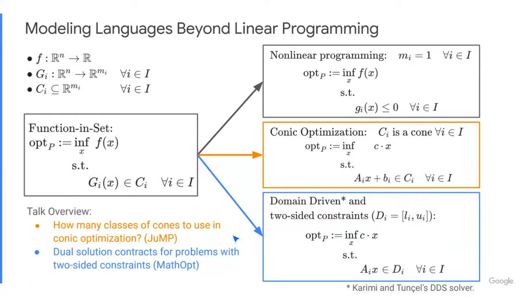One, from JuMP's perspective, is how many cones you would like to have here and how natural it is to model things as conic optimization. And for MathOpt, as I mentioned, we want to get solutions from the solver. The primal solutions are usually straightforward, but dual solutions might not be as straightforward. One needs clear contracts to say what a dual solution is, so that it is solver independent. And even for linear programming, it sometimes can be not so clear.